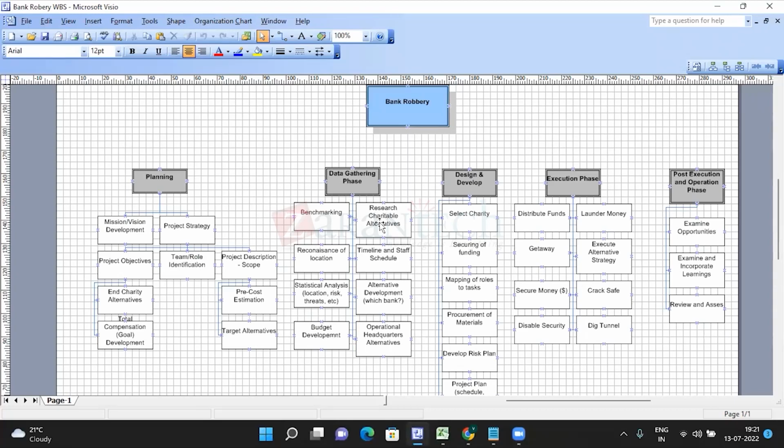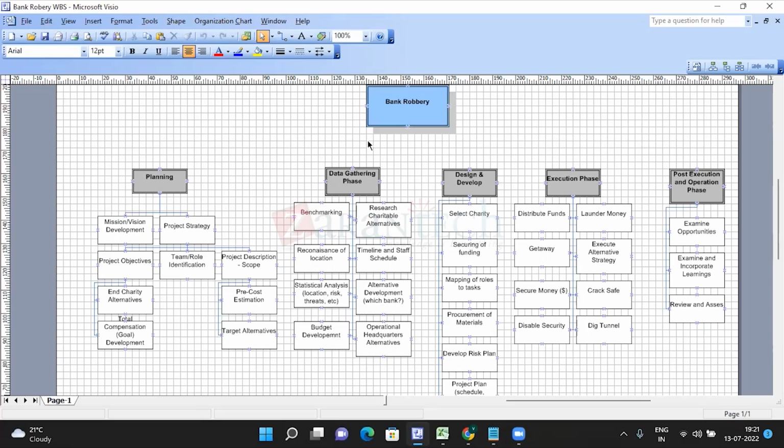Therefore, after getting the money, where you want to give it, the recognition of location, timelines, staff, schedules. And analyze the location, risks, threats, any alternatives. If this bank is not good, or it is in some other location, or how far it is from some alarm or something. Budget development, operational headquarters, all these you will check. This is from the data gathering perspective.